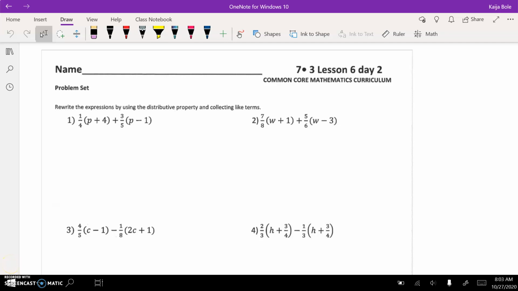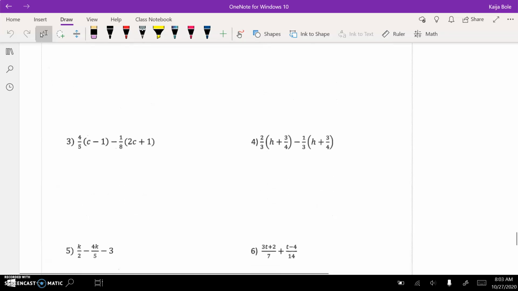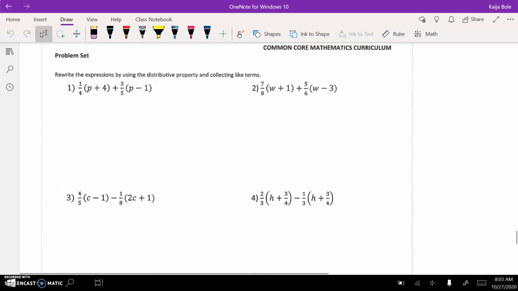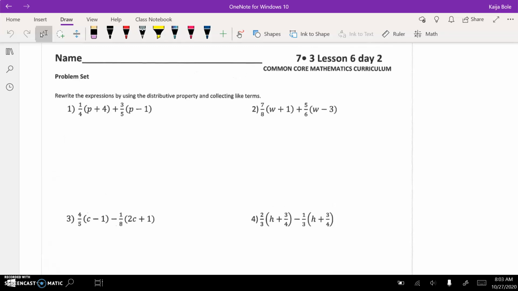Okay, here we are on the classwork for 3.6 day 2. So very similar to yesterday. The only new things, if we take a look here, like in numbers 1 through 4, we've got to distribute in all 4 of these.